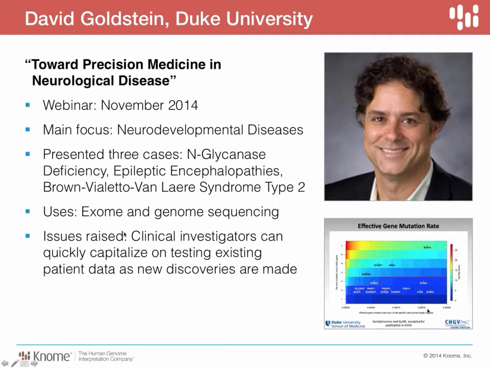And he talked about the use of exomes and genomes and made the point that clinical investigators can quickly capitalize on testing existing patient data as new discoveries are made. In other words, you have that exome on file. You only looked at the genes that you knew about previously. Otherwise, things might get lost, or just be unable to prioritize them out in the rest of the exome. But when further work is done that reveals that certain genes are of major interest now, you can add those into your query, add them into your panel, add them into your analysis.